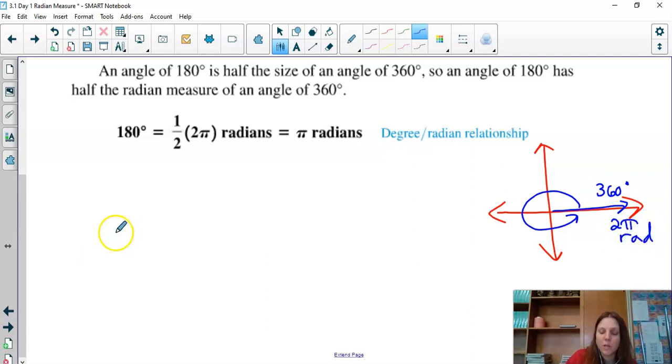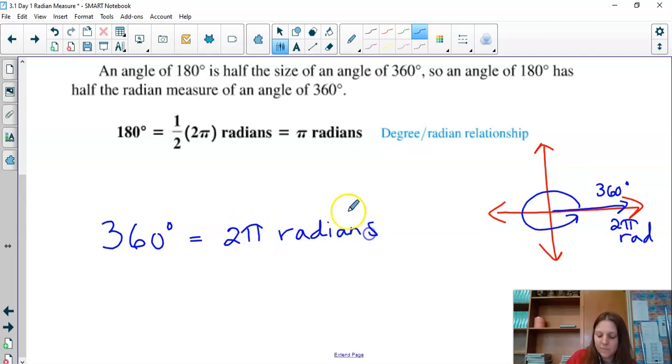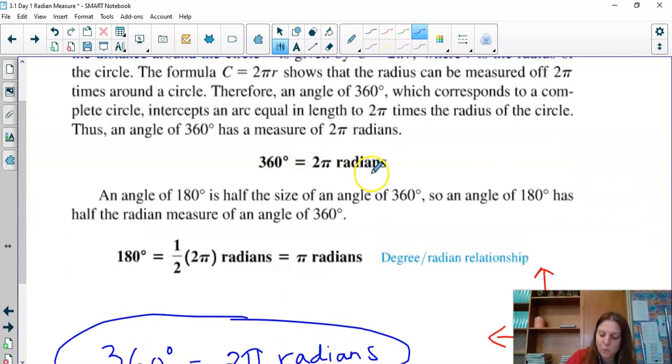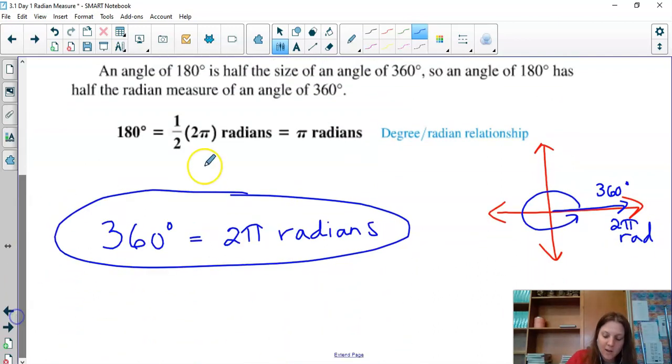Okay, so this is what you'd want to write down in your notes. 360 degrees is equal to 2 pi in radians. Now, this perfectly fine measurement is usable. However, what the book does is it reduces it. So rather than work with this 360 equal to 2 pi, what the book does is it splits it in half so that this is then reduced.